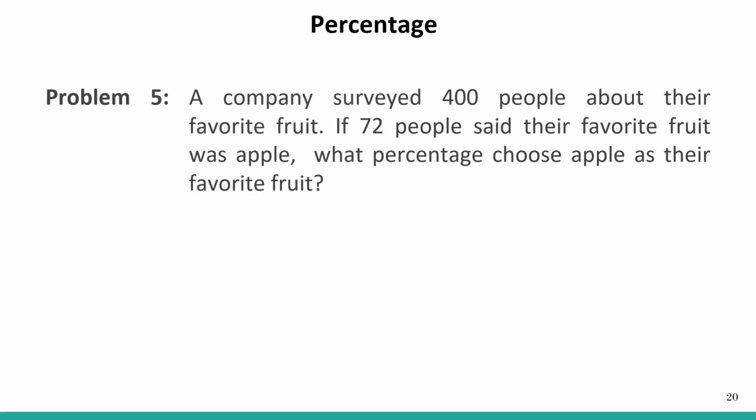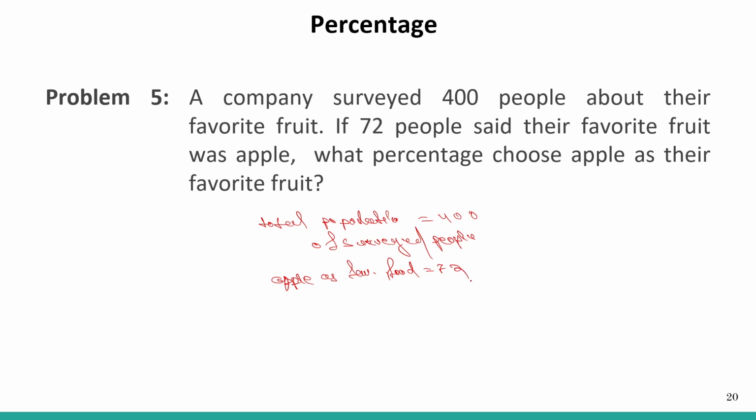A company surveyed 400 people about their favorite fruit. So 72 people said that their favorite fruit was apple. Okay, so total population is equal to 400 in that company. Population of surveyed people, let's say, is equal to 400. So 72 people said their favorite food was apple. Apple as favorite food was equal to 72.